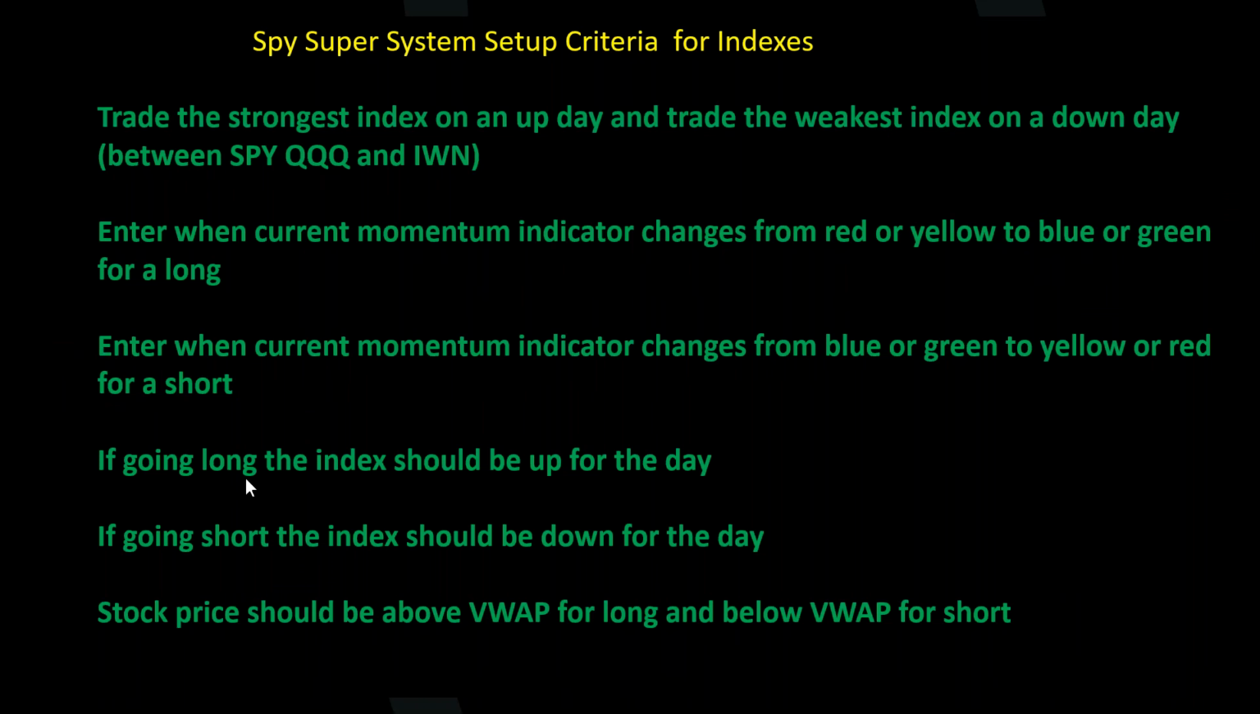All right. So if you're going long, the index should be up for the day. To be at the highest probability trade, if the SPY is green, you want to trade it long. I mean, there are cases where you can trade it short if it's breaking down, but typically you're going to have a higher probability of success if you go long the index if it's green for the day and go short the index if it's red for the day. And the stock price, of course, should be above the VWAP for longs and below the VWAP for shorts, right? So that's the criteria for indexes.